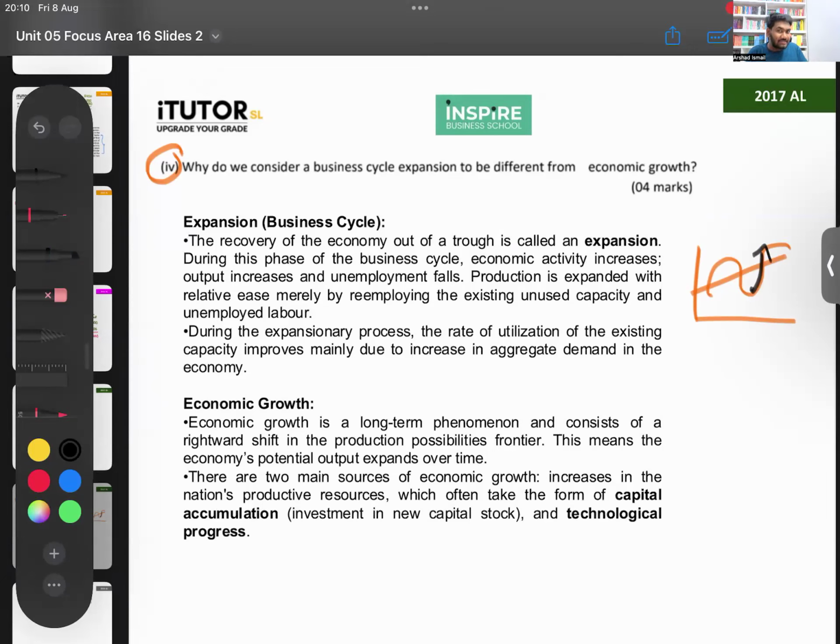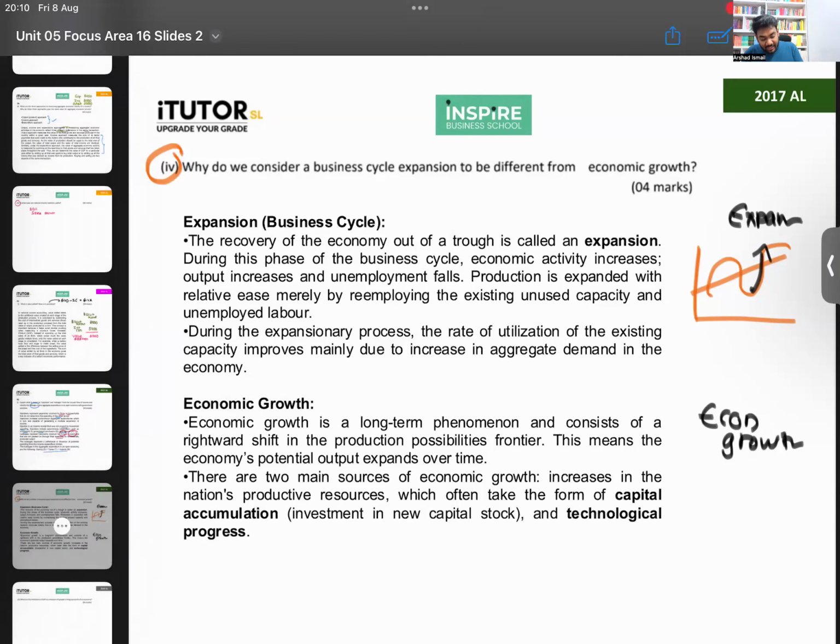That is what you call expansion. So they are asking you, how is this expansion in the business cycle different from economic growth? What is the difference between an expansion in the business cycle and economic growth? 4-mark questions. For 2 marks, explain this. So what is this expansion?